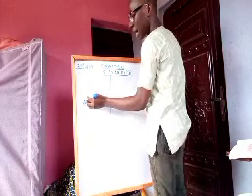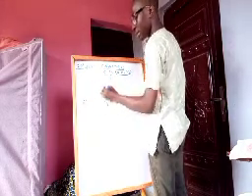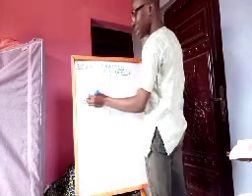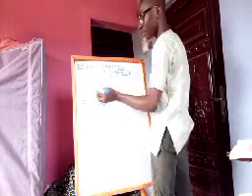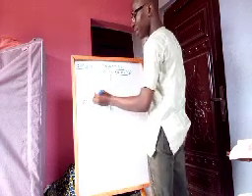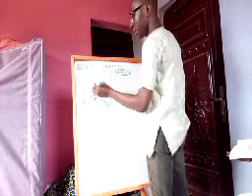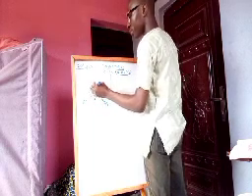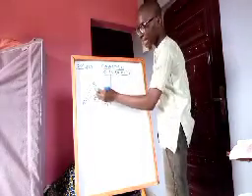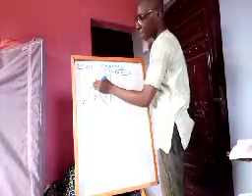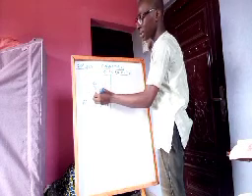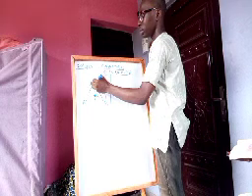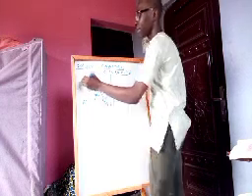Now, if this arc AB subtends an angle, there's an angle in this arc, then the angle at the center here will be twice this angle. That means if this angle is A, this angle will be 2A. So the angle at the center is twice the angle at the circumference, or the angle at the circumference is half of the angle at the center. So this is the angle at the center, and this is the angle at the circumference. So that's the first theorem we talk about.